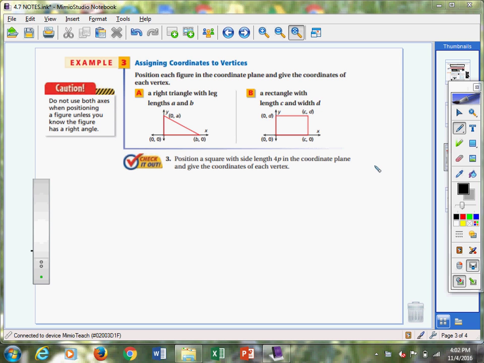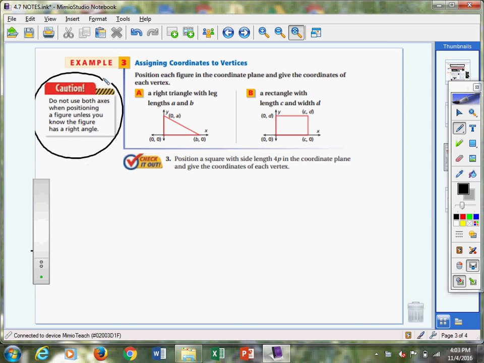4-7, example 3, and we're going to assign coordinates to vertices. Now we're going to be a little more vague, if that makes any sense at all. We're not going to get numerical. We're not going to get numbers for lengths of legs in a right triangle and side lengths. We're going to be given letters, so it's going to be a little more abstract. I want to show you how to make this work and let you see what the pattern is behind it.